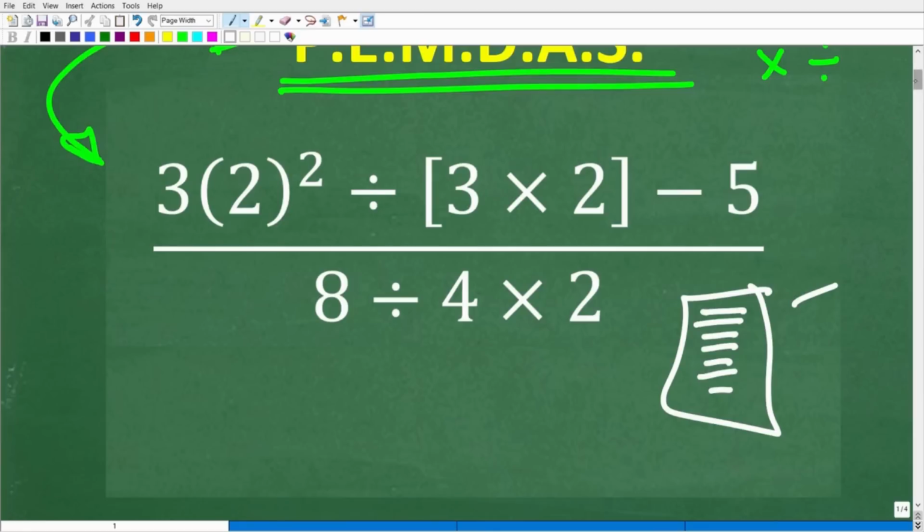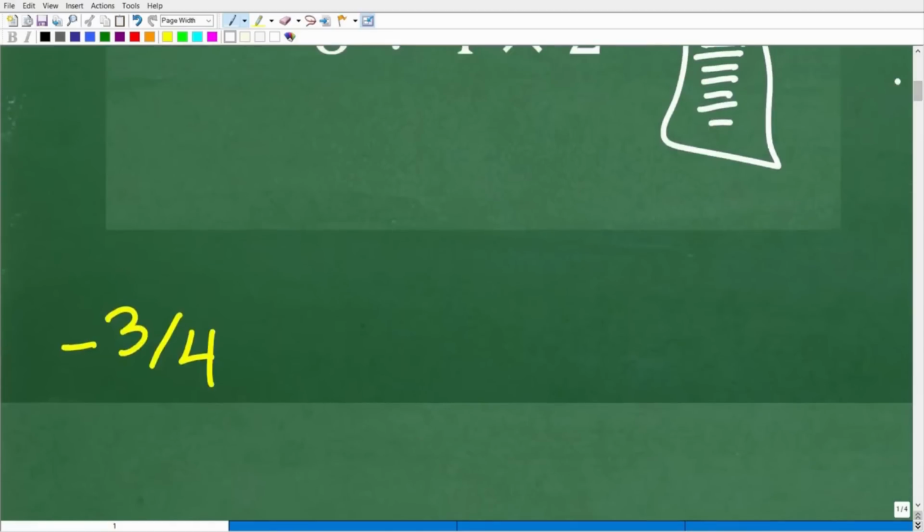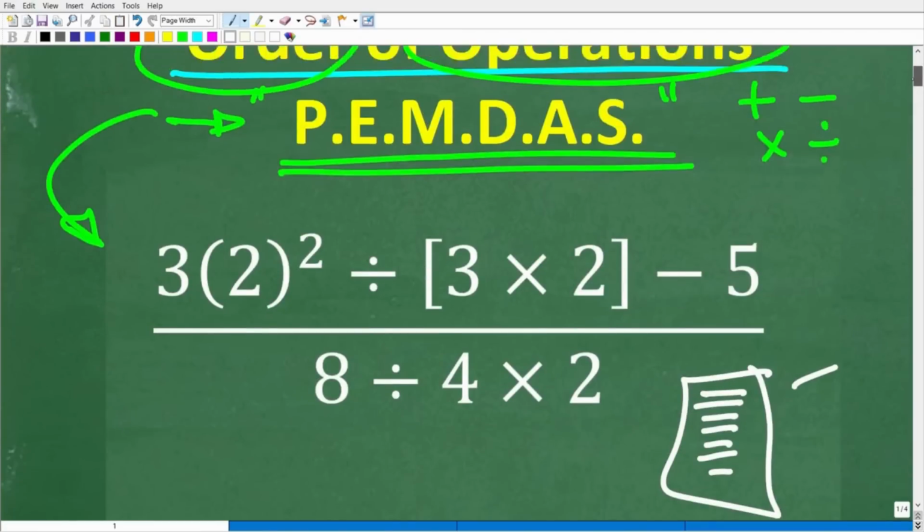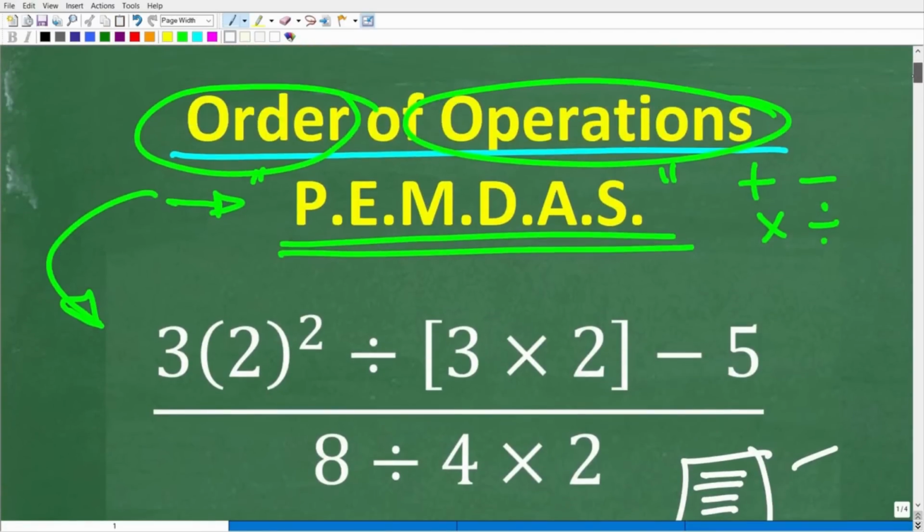And let's take a look at the correct answer. The correct answer is -3/4. Now, if you got this right, well, indeed, it appears that you do understand the order of operations, and that is fantastic. But if you're still not quite sure, or if you didn't get the right answer, well, let's go ahead and review the order of operations and PEMDAS right now.